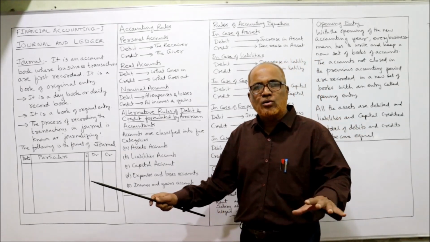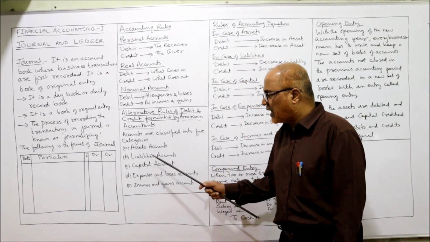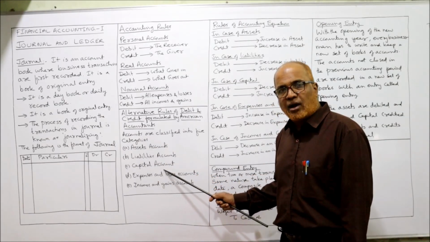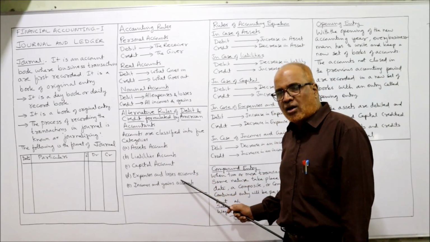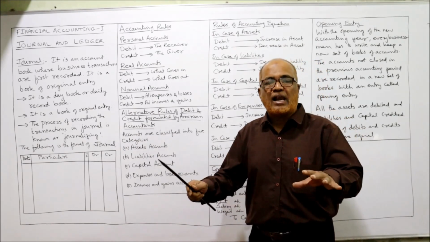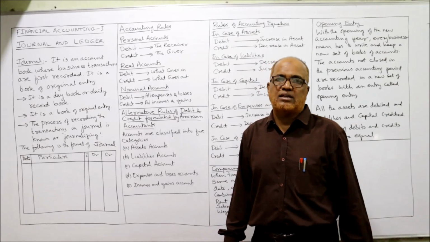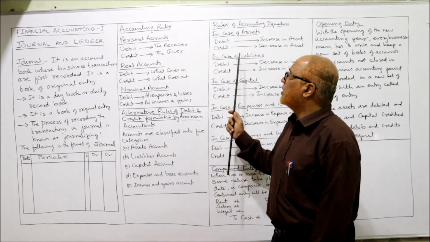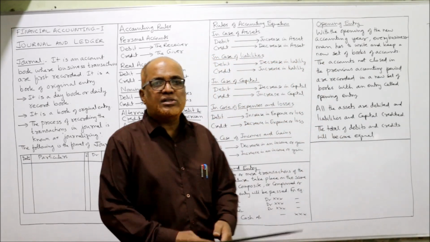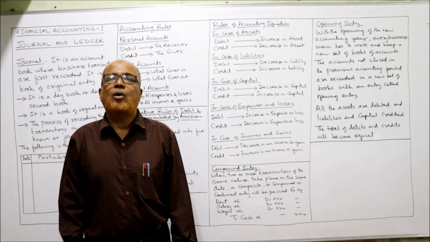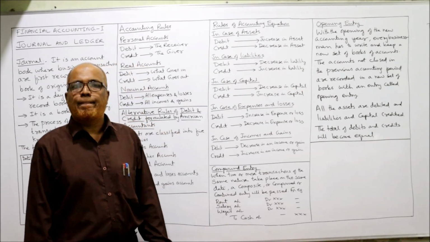So in America, the accounts have been classified into 5 categories. The categories are assets accounts, liabilities accounts, capital account, expenses and losses accounts, incomes and gains account. So all the accounts have been classified into 5 categories in America. Now how will the transaction be recorded? What are the rules they will apply in the American method? That method is called the accounting equation method.